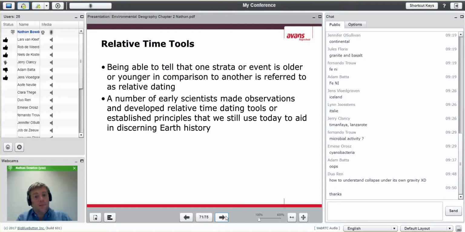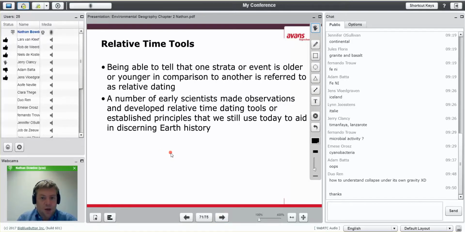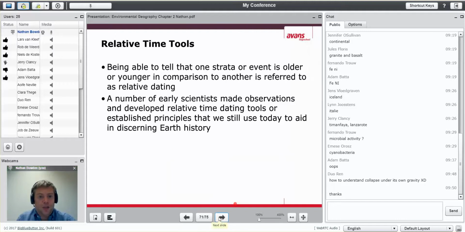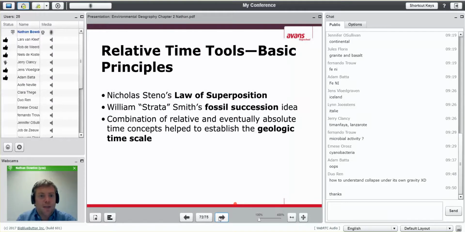We have relative time tools, so being able to tell that one strata or event is older or younger in comparison. We do this by relative dating, and so early scientists made observations and developed relative time dating tools. This is our last thing we're talking about.